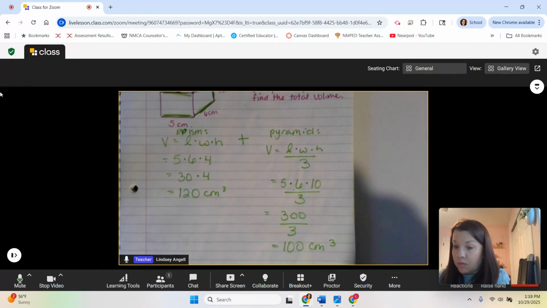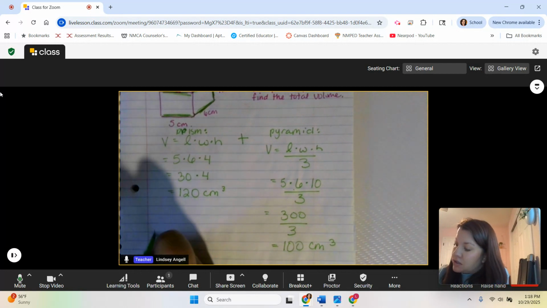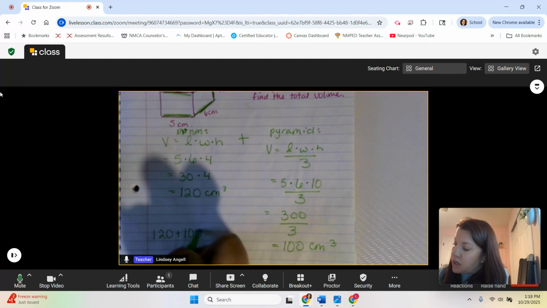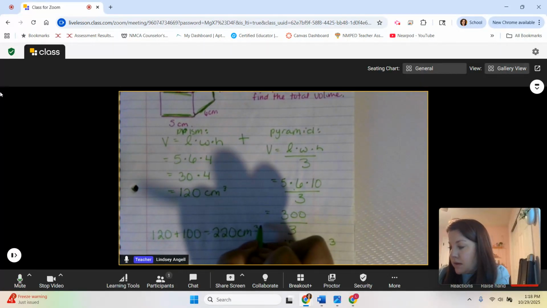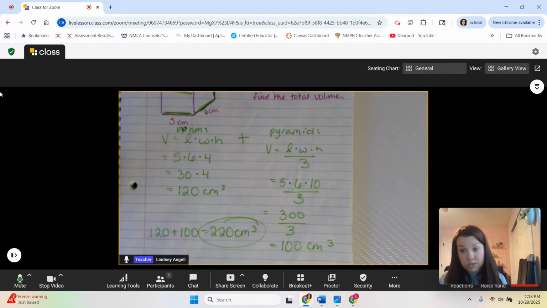Not done though. We needed the total volume. So 120 plus 100 gets me 220 centimeters squared. Centimeters cubed, excuse me. Okay, centimeters cubed. I wrote it correctly, I just didn't say it correctly.